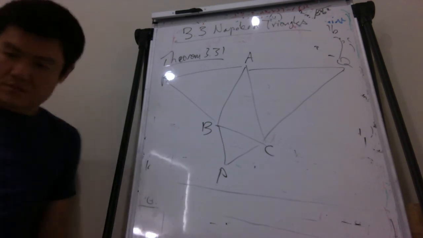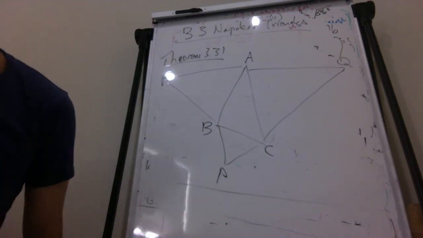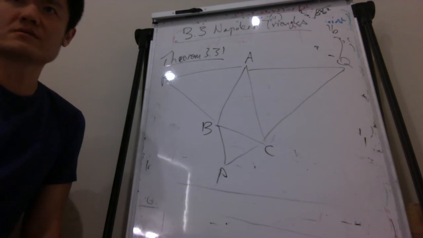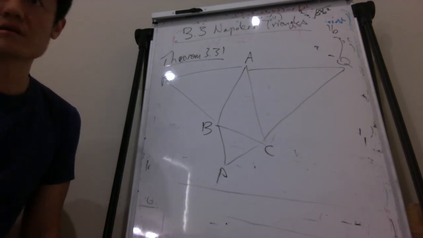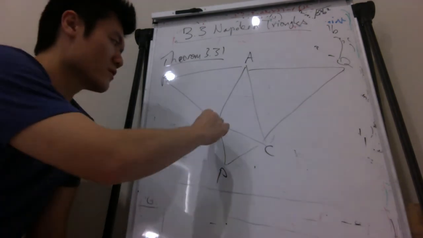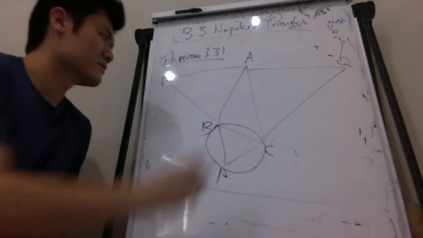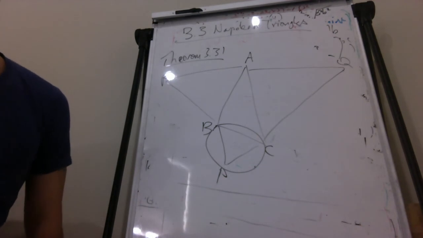Wait, what's concurrent? APBQCR concurrent? Three circles, yeah? What are you saying? I'm saying if you have three circles, like... Oh, three. Okay, wrong theorem. Never mind. You remember too many theorems.